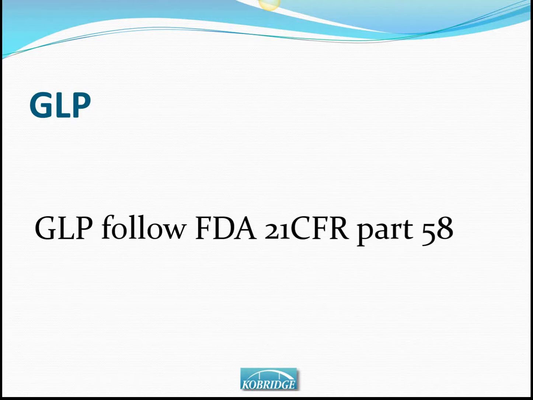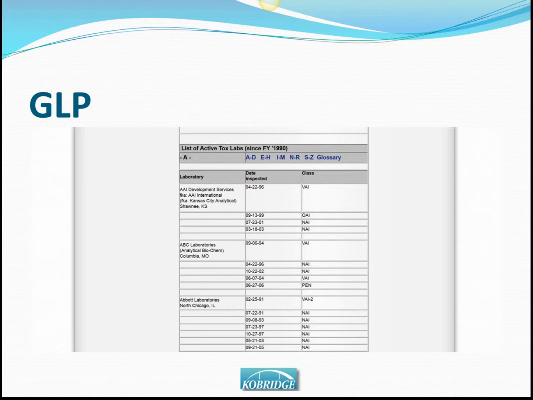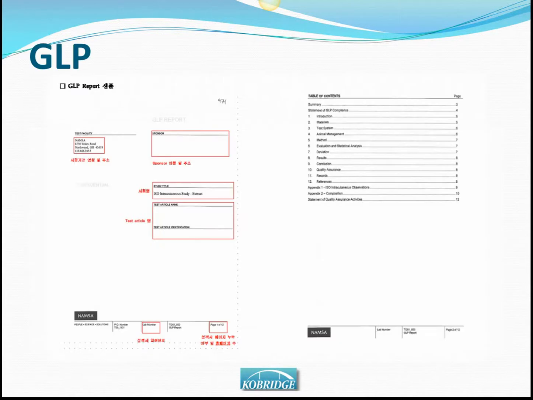It usually follows the FDA in US, the Food and Drug Administration, 21 CFR part 58. The publication on the website of the FDA contains the listing of the approved labs, whether in US or outside of US, which have recognized or are approved. And then there are also highlights in the report just to pay attention to what should be mentioned.